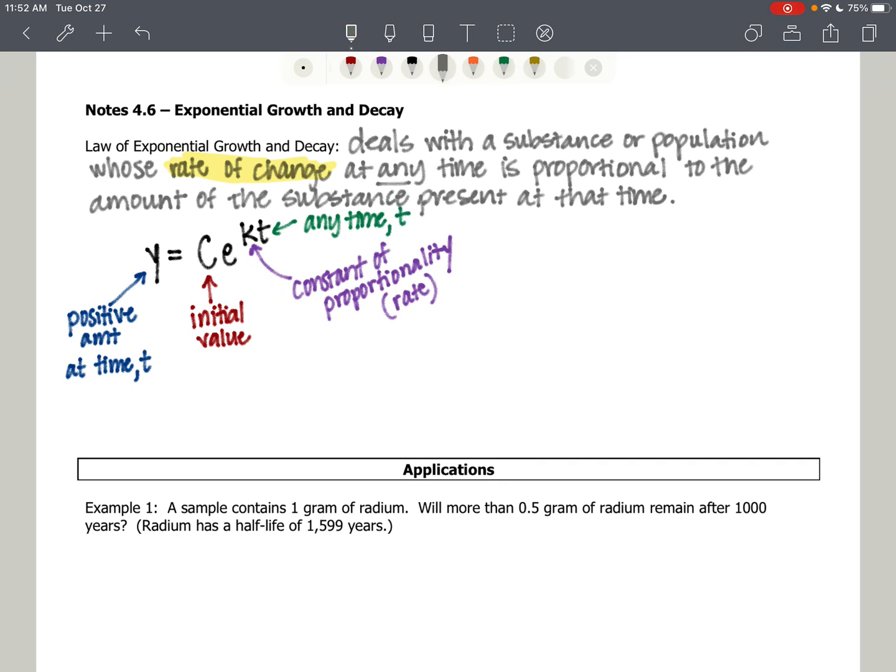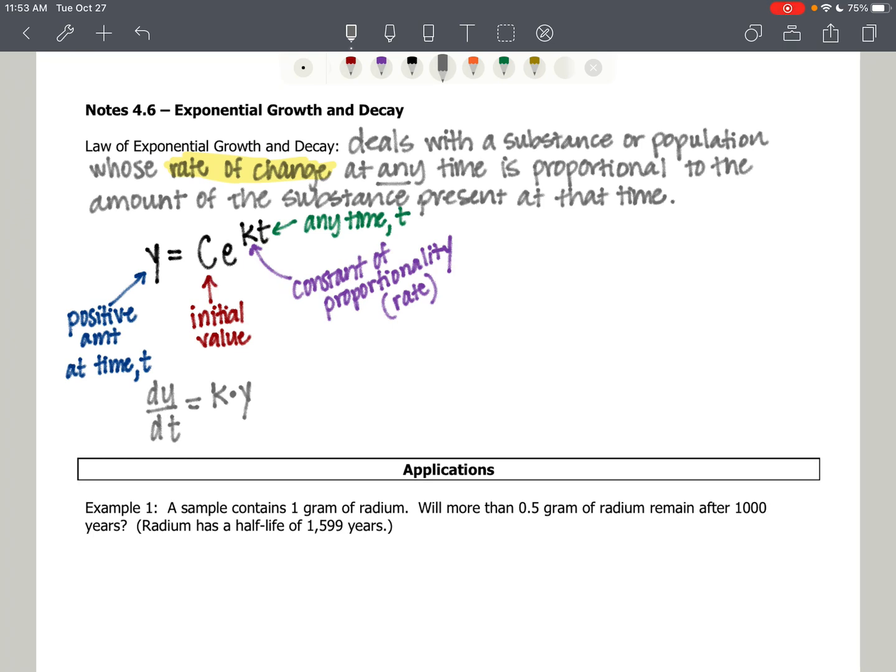Now what they're saying in this definition of the law of exponential growth and decay, which is a definition that you have not heard of until now because you didn't really know calculus yet, is that the rate of change, which we know is dy/dt, at any time is proportional to, so that's equal to, the amount of the substance present at any time. So we're going to have our constant of proportionality times that positive amount, y, at any time.